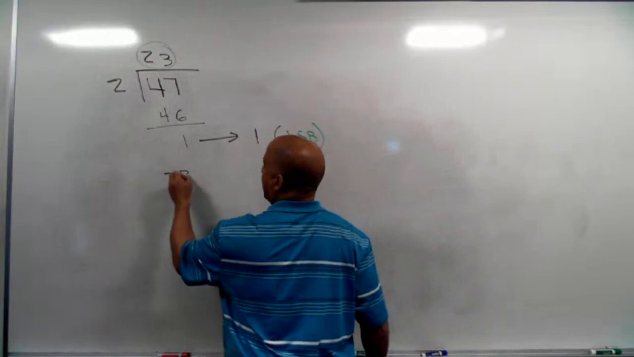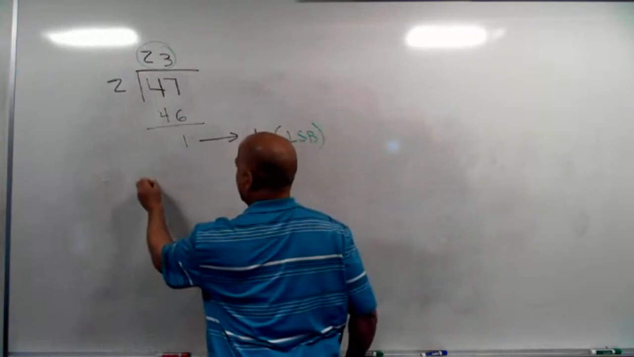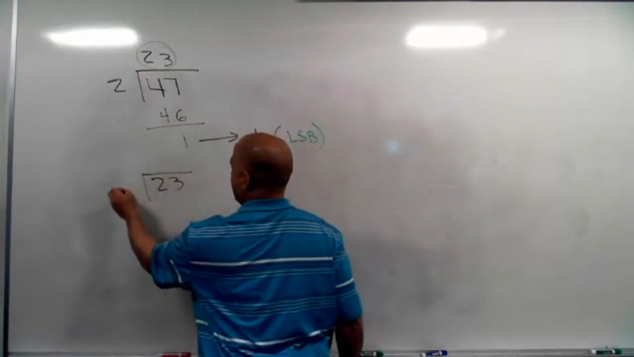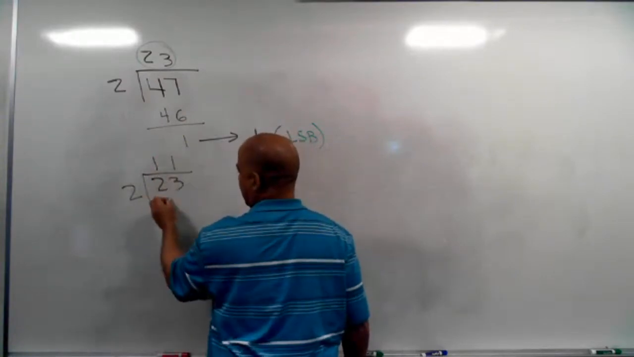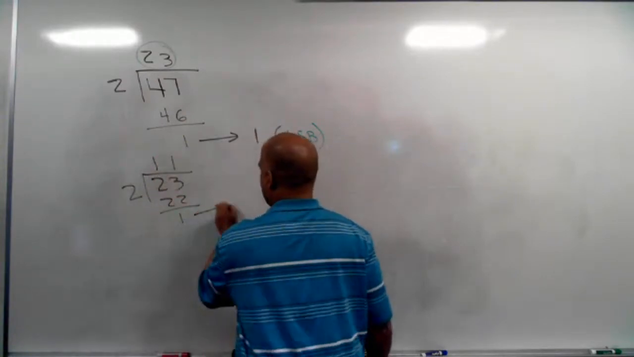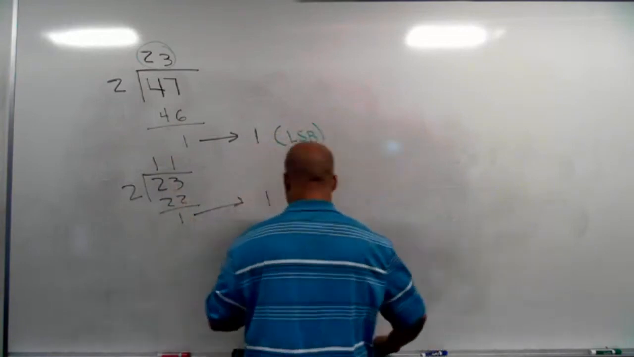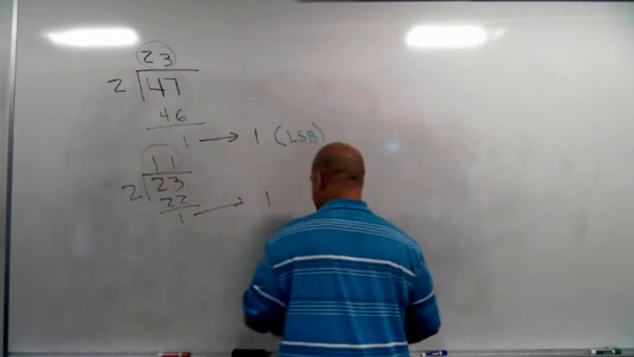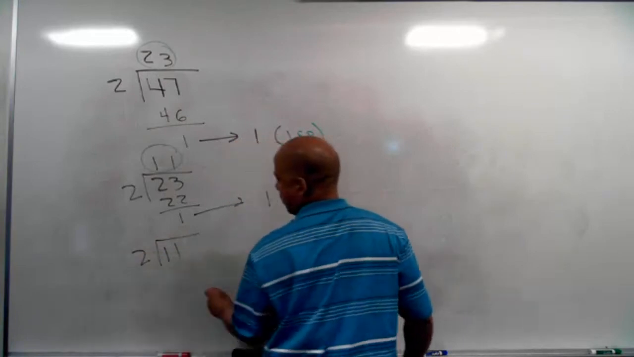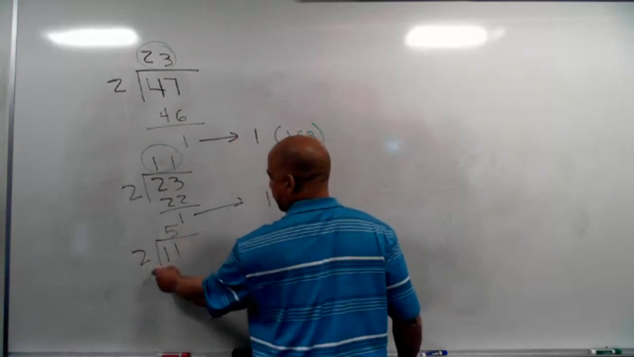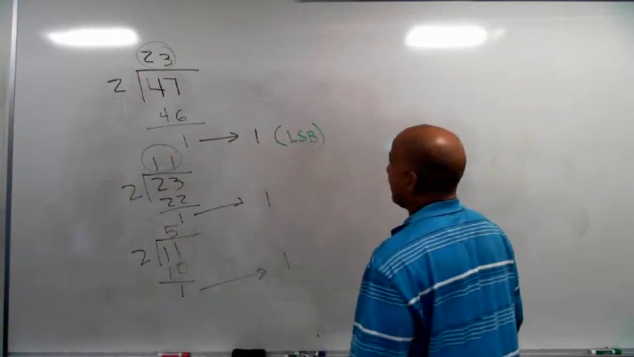So I'm going to go 23. I'm going to divide that by 2. I get a 1 and a 1. 11 times 2 is 22. I get a remainder of 1. So my next digit is a 1. I'm going to take this number and keep dividing by 2. So I got 11 divided by 2. That's a 5. 5 times 2 is 10. I get a remainder of 1. So my next bit is a 1.